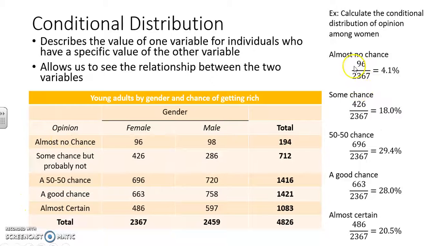We've found that 4.1% of women say there's almost no chance, 18% of women say there's some chance, and so on. As you can see, my condition is that I'm starting with gender. I know that these people are female. If they are female, now I want to see what's the chance or likelihood that they have a certain opinion. And that's a conditional distribution.